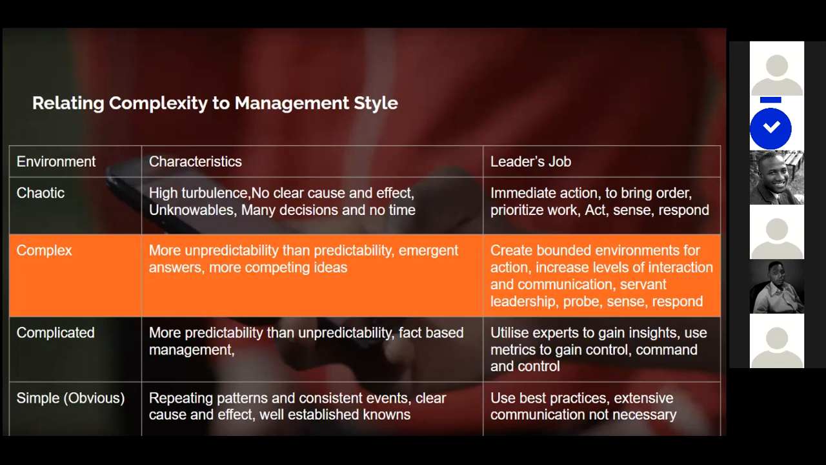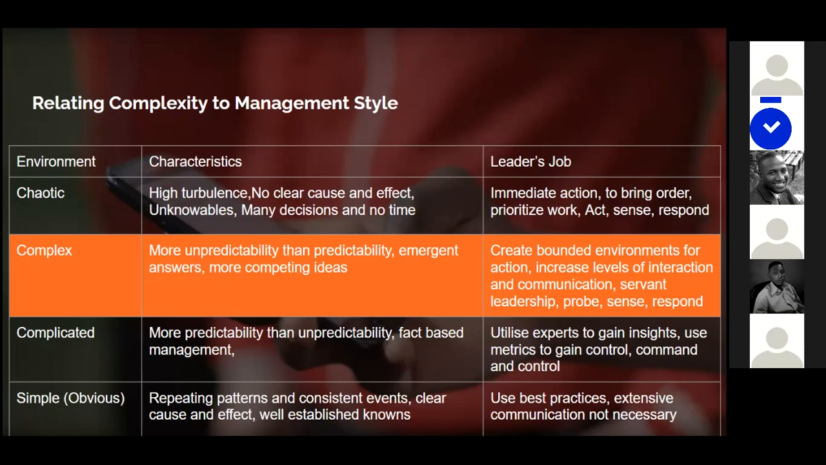Then, of course, complicated situation, there's more predictability than unpredictability, fact-based management. So in construction, you can easily predict. That's why you have an architect who would have come up with the drawings and all that. So there's more predictability. It's based on facts. So you can use experts to gain insight, use metrics to gain control, command and control. Then simple, repeating patterns, something that is always in a repeating pattern, consistent events, clear. Use best practices, extensive communication, not necessary.